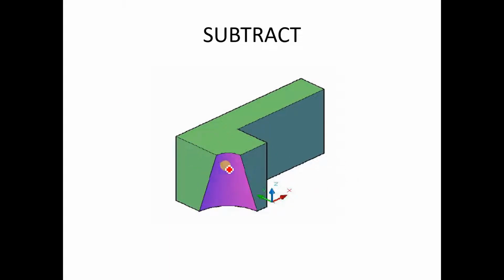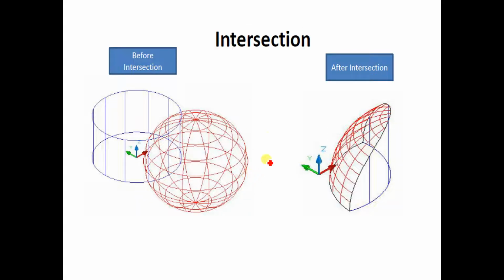So two objects, the material is removed, okay. The next command is the Boolean operation intersection, okay. Here one cylinder is there, and the next one is a sphere, okay.